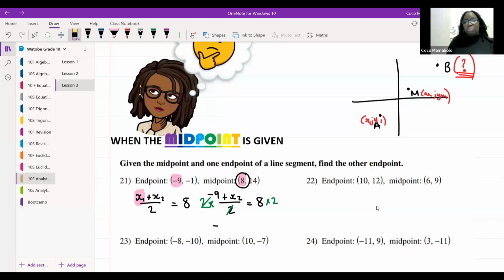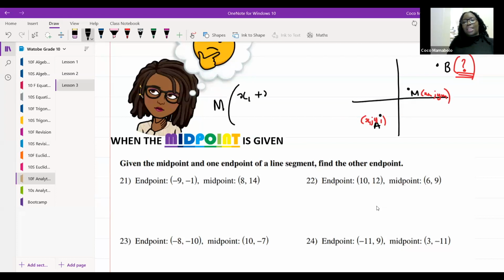Okay, so I'm going to rewrite the midpoint formula up here to make sure that we're all on the same page. Midpoint is x1 plus x2 over 2 and y1 plus y2 over 2.